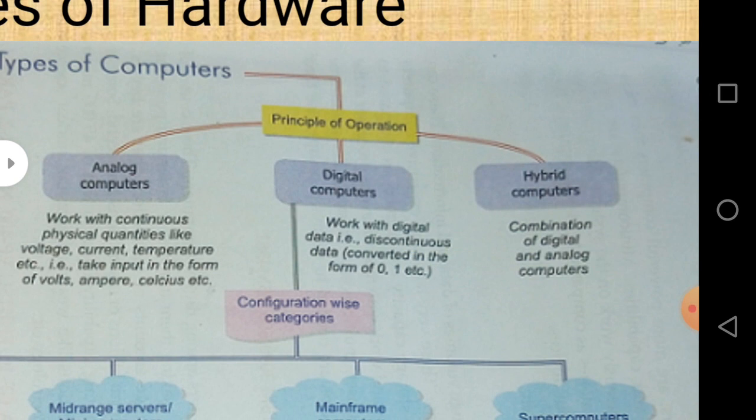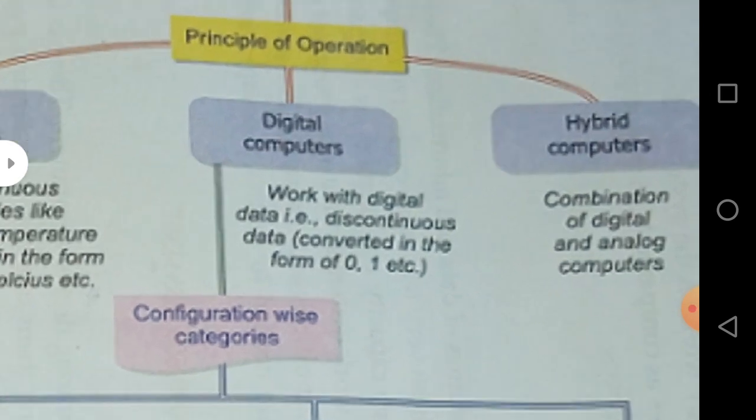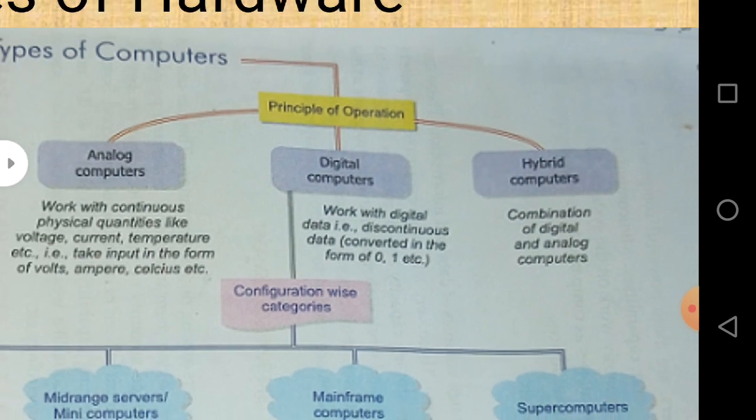And second is digital computer. As we know, it works with digital data. Digital data means discontinuous data, that is 0 or 1. So it receives data in the form of 0 and 1 only. That's why they are called digital computers, and they are the most common type of computer nowadays. Third is hybrid computer. As the name suggests, it is a combination of both analog and digital computers. So that's why they are called hybrid computers.